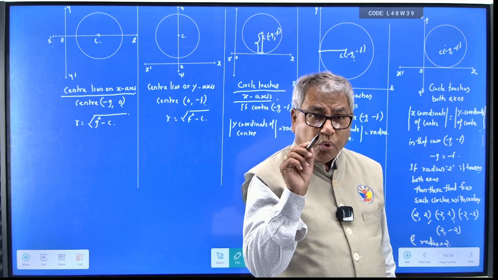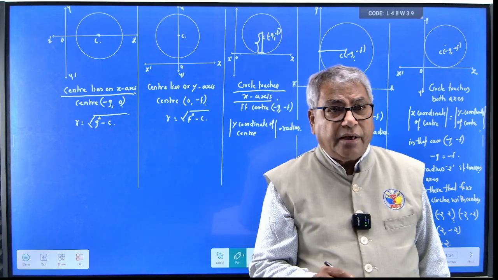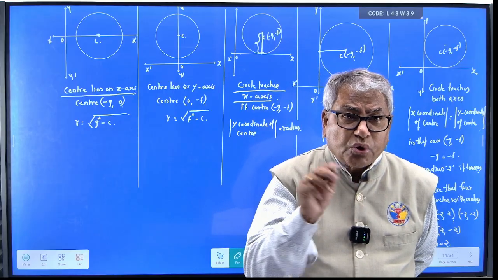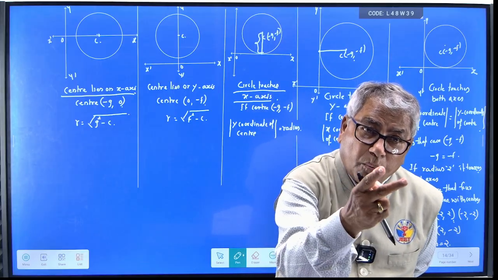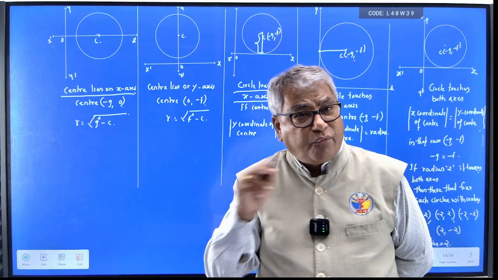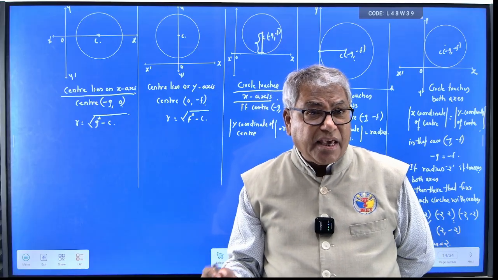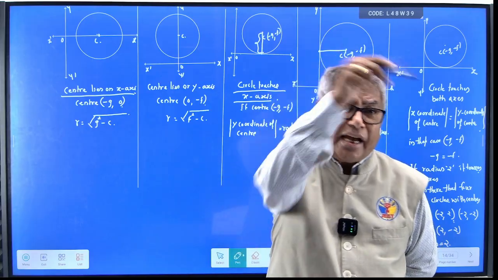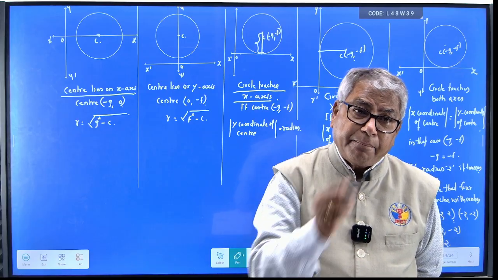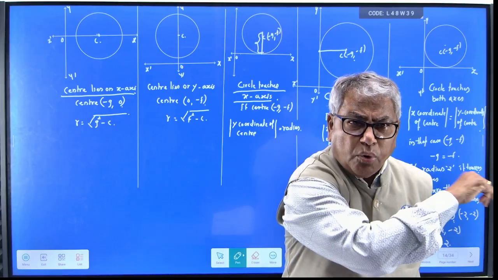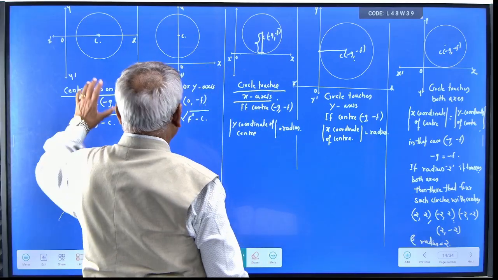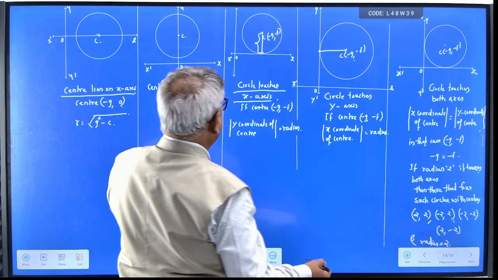Remember that if the center is 2, 2, the mod of 2 is the radius. If the circle lies in the third quadrant, its center is minus 2, minus 2, but the radius is equal to 2, the mod of minus 2. If the circle lies in the fourth quadrant, its center is 2, minus 2, but the radius is equal to 2. If the circle lies in the second quadrant, its center is minus 2, 2, but the radius is equal to 2. The radius is the same.